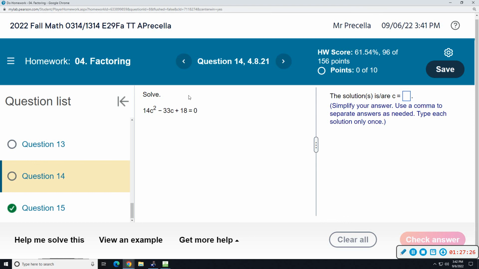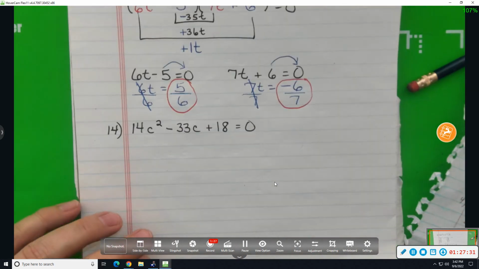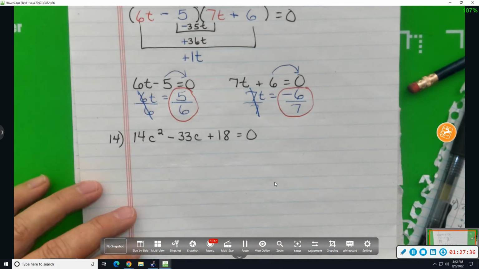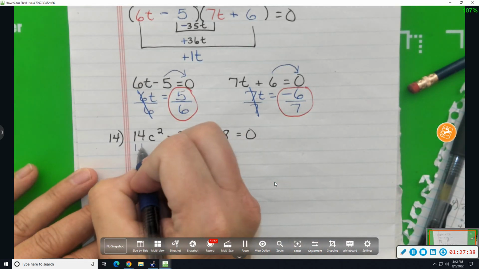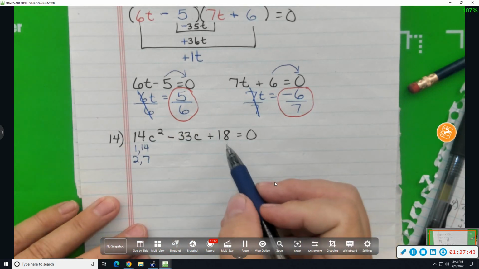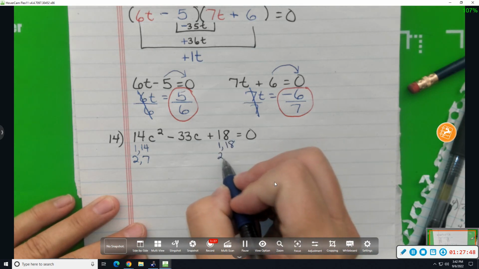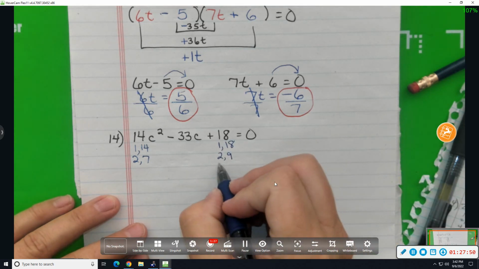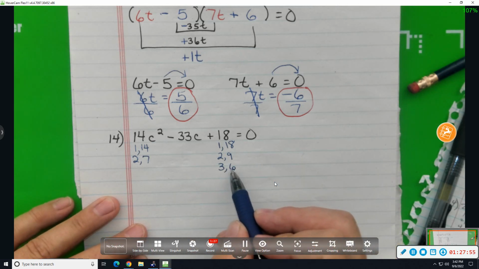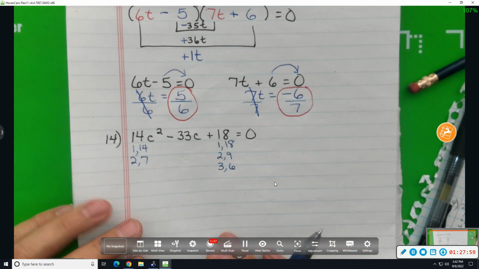Okay, so first of all, thinking about that 14, that could be 1 times 14 or 2 times 7, I agree. And for 18, well, let's see, there's 1 times 18 or 2 times 9, 3 times 6. Now, 4 and 5 are between 3 and 6. 4 and 5 don't divide evenly into 18, so I've got all the possibilities.